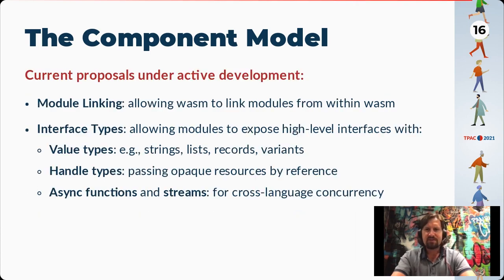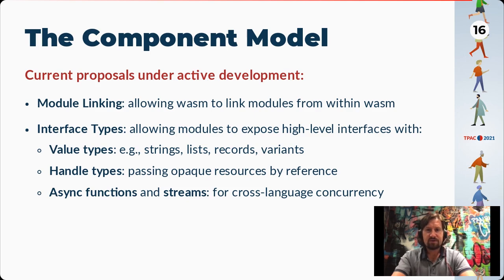The component model specification effort contains two proposals that have been in active development for the last couple of years. The first is module linking, which allows WASM to link WASM modules from within WASM instead of relying on host-specific functionality. And the second is interface types, which allows modules to define their public interfaces in terms of high-level types, including value types like strings, lists, records, and variants, handle types, which allow passing references to resources that you can't or don't want to copy, like sockets, connections, widgets, or blobs, and async functions and streams, which allow cross-language concurrency.